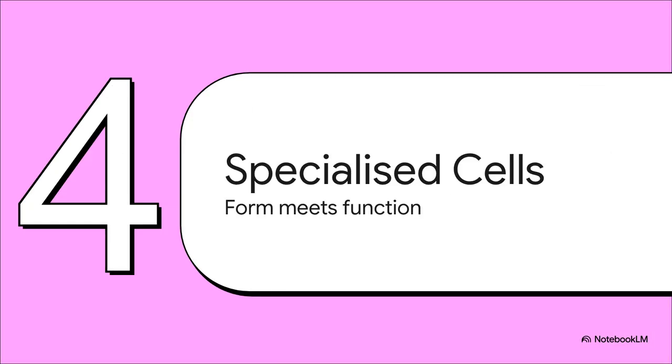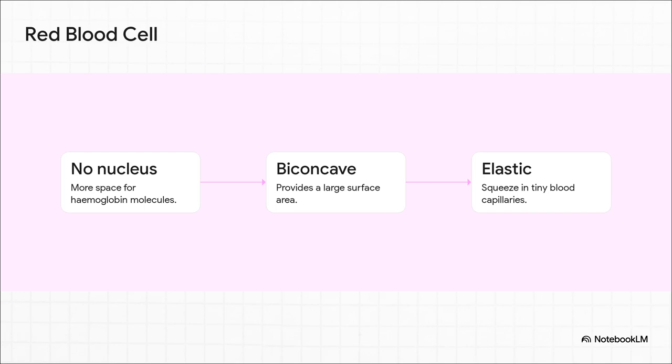Section 4. Cells with special jobs. Form meets function. We've looked at the basic blueprints, but once cells in a multicellular organism finish dividing and growing, they specialize. And in biology, their unique physical shapes perfectly dictate the highly specific jobs they're going to do in the body. It is honestly incredible to see how far a cell will go to be good at its job.